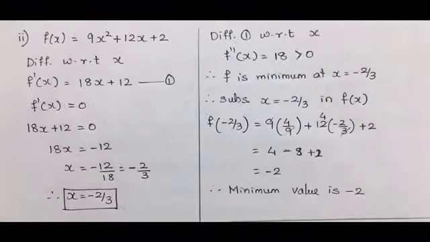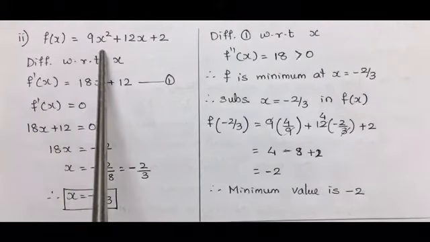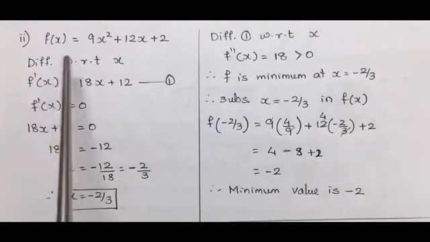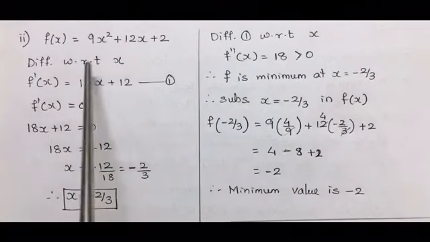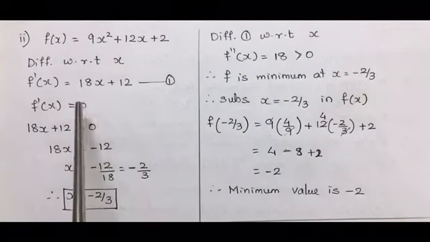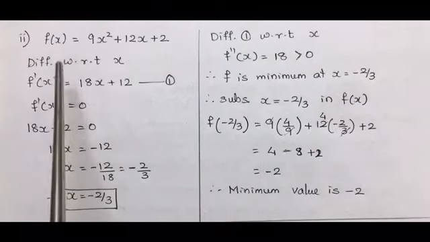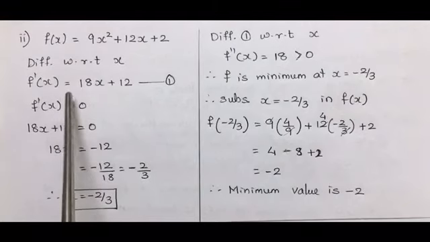Question number 2 of first one, f(x) is equal to 9x square plus 12x plus 2. Now differentiating f with respect to x, that is a procedure that we always have to do, and then decide whether it is minimum or maximum.